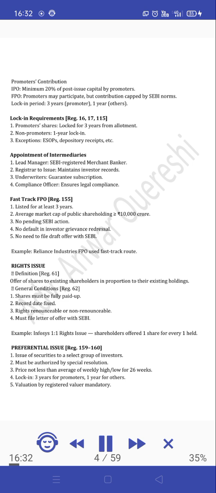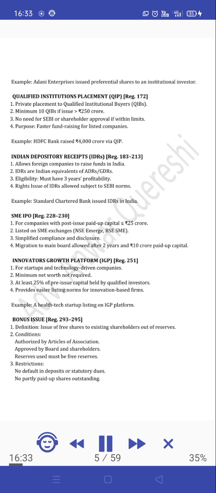Preferential issue, Reg. 159, 161. Issue of securities to a select group of investors. 2. Must be authorized by special resolution. 3. Price not less than average of weekly high and low for 26 weeks. 4. Lock-in: 3 years for promoters, 1 year for others. 5. Valuation by registered valuer mandatory. Example: Adani Enterprises issued preferential shares to an institutional investor.